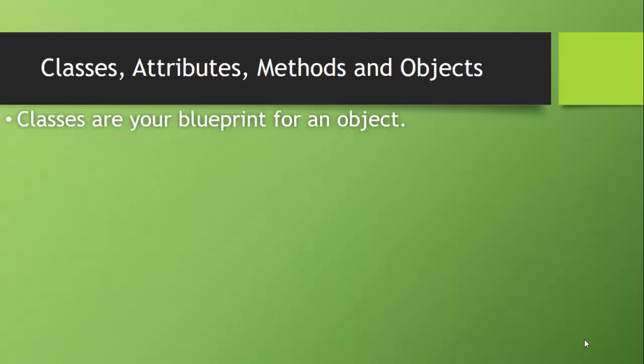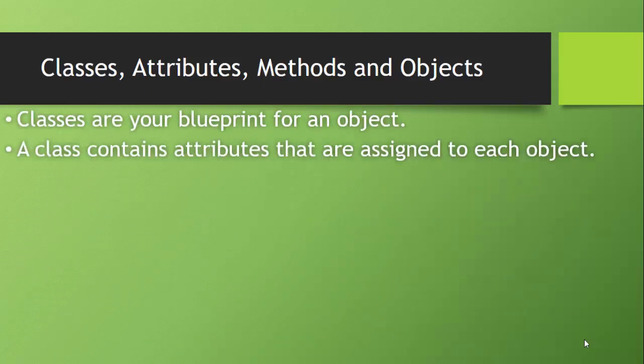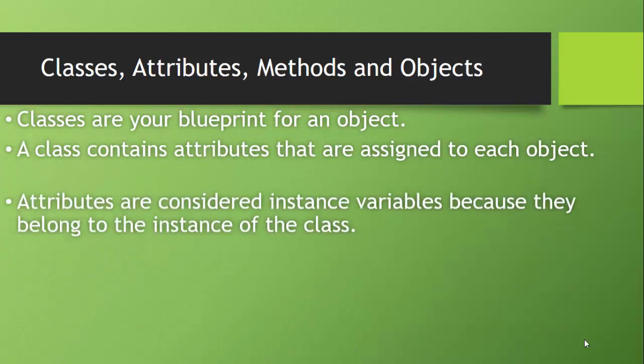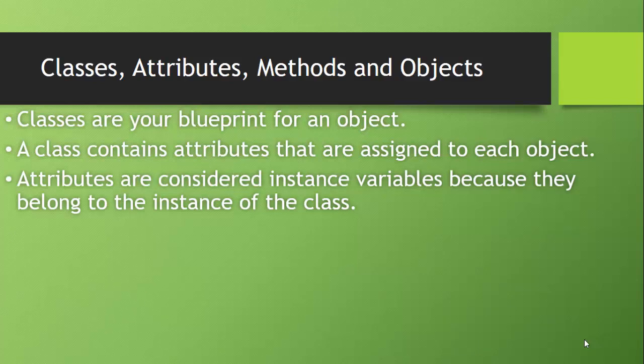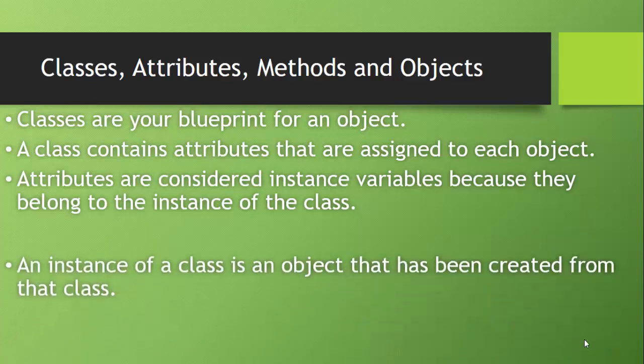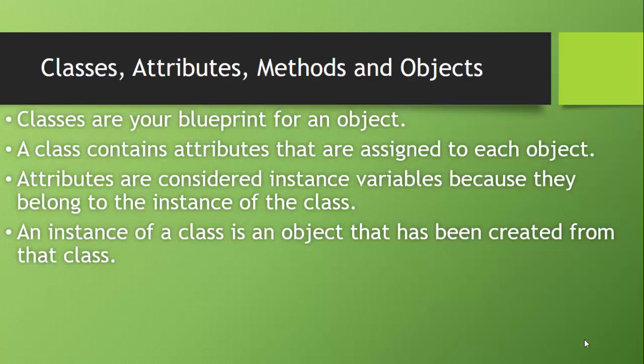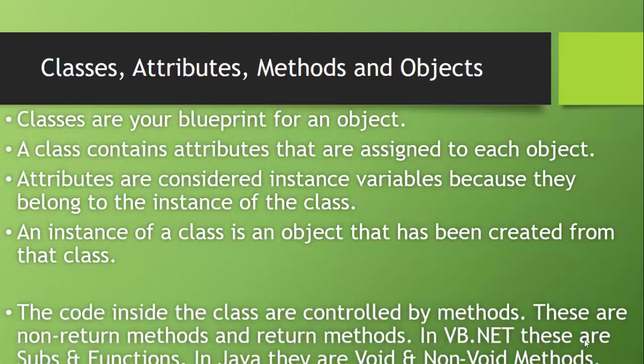So classes are your blueprint for an object. Now, a class contains attributes that are going to be assigned to each object. Attributes are considered instance variables because they belong to the instance of the class. An instance of a class is an object that is being created from that class. There are all these special terms and it may overwhelm you when you're first getting started with object-oriented programming.